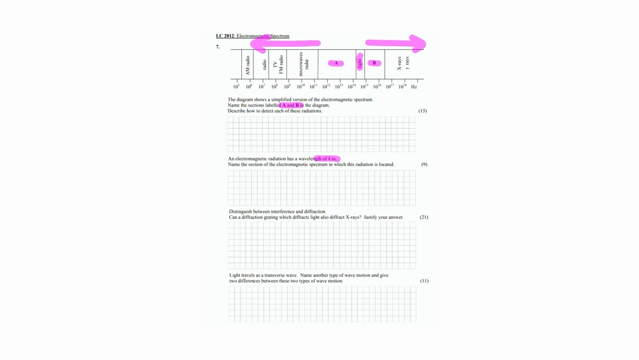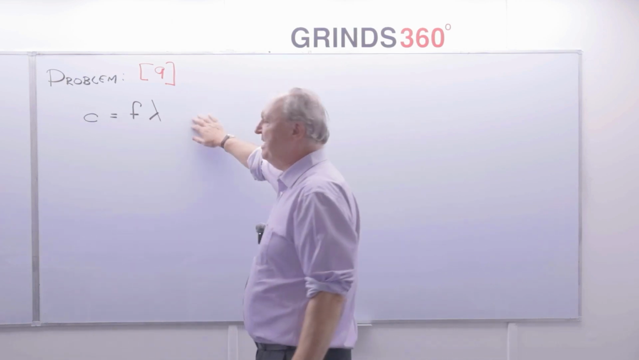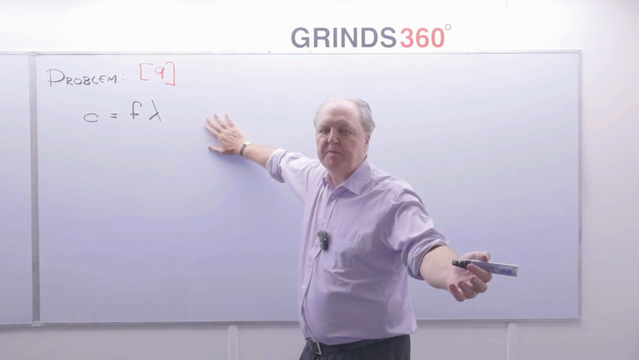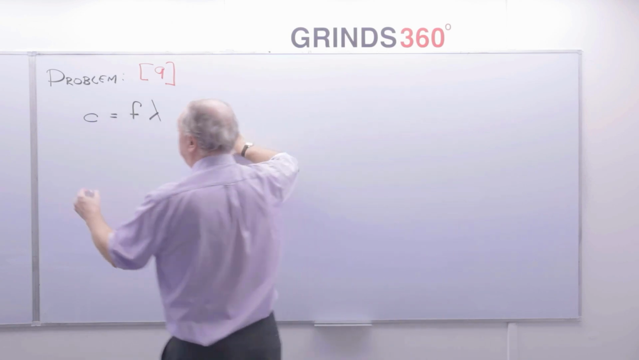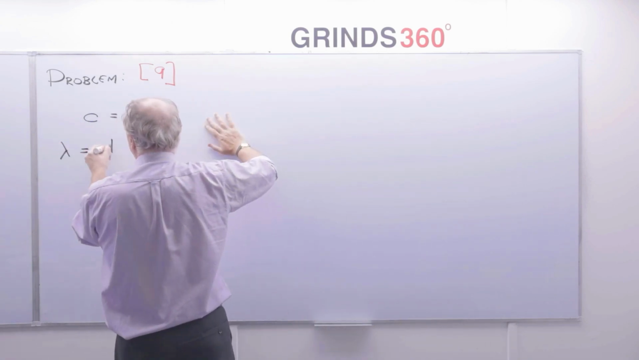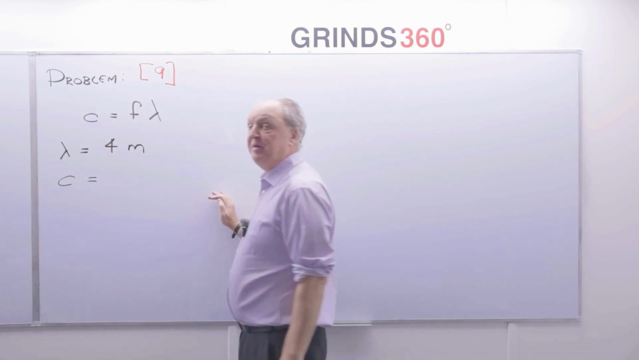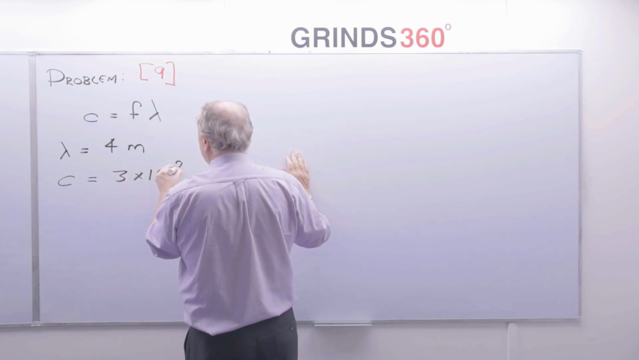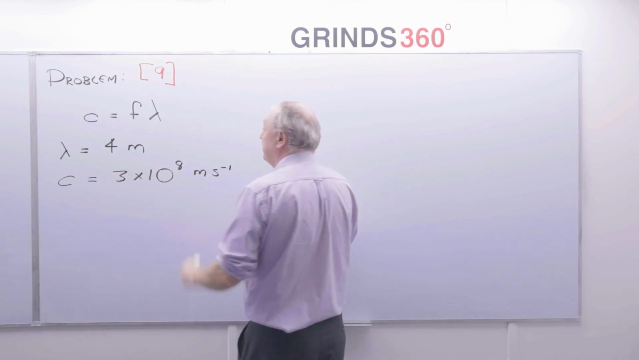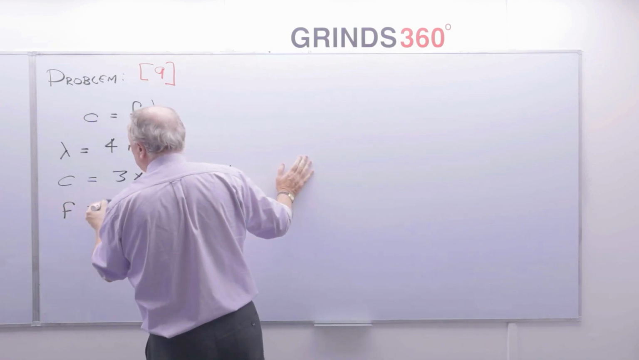Okay, so let me do the problem. First of all, I want to use my wave equation. Write down your wave equation: c is equal to f lambda. That's in your table, look, and you'll get 3 marks immediately out of 9. We are told that the wavelength lambda is equal to 4 meters. We can find in our table book that the speed of light is 3 by 10 to the power of 8 meters per second. And what am I asked to do? I'm asked to find the frequency f. So f equals question mark.